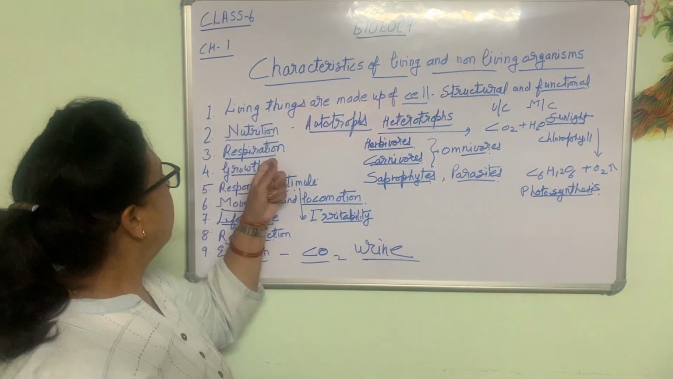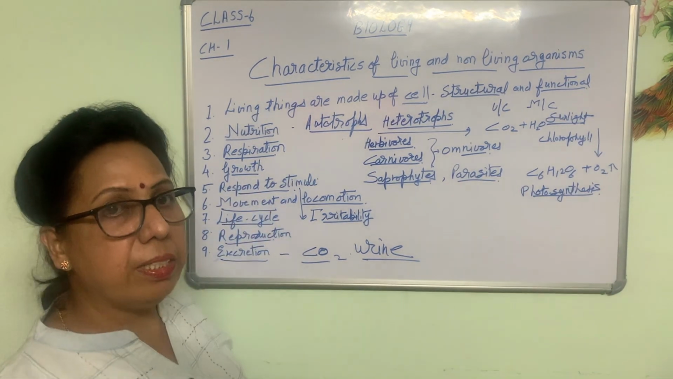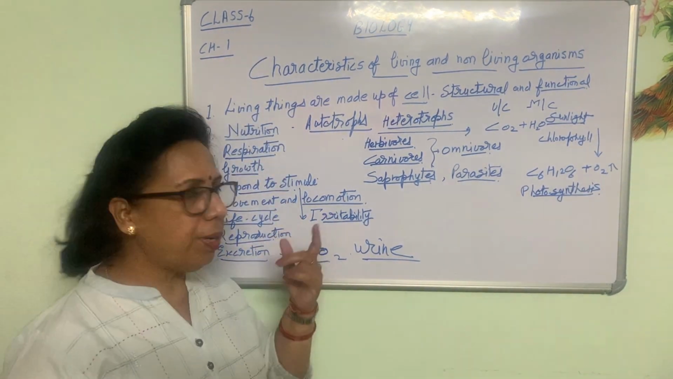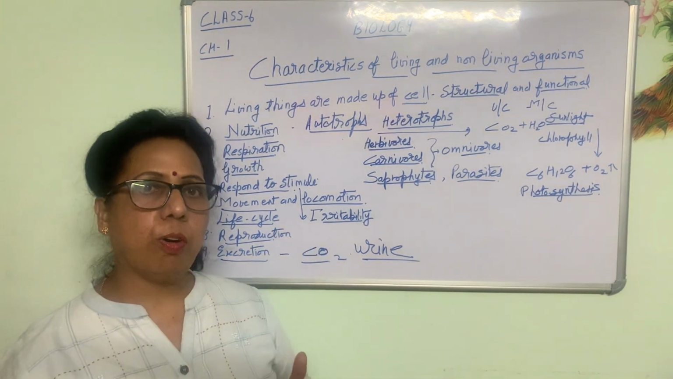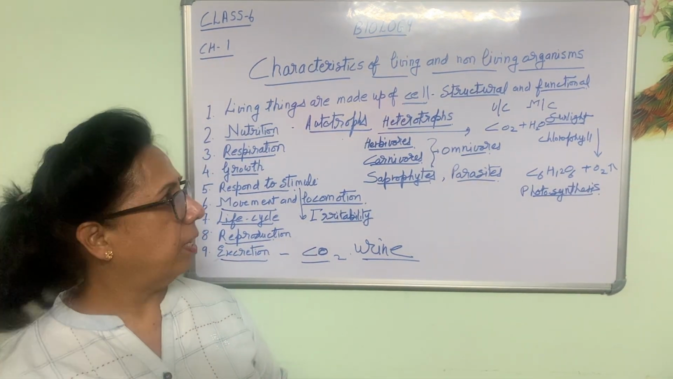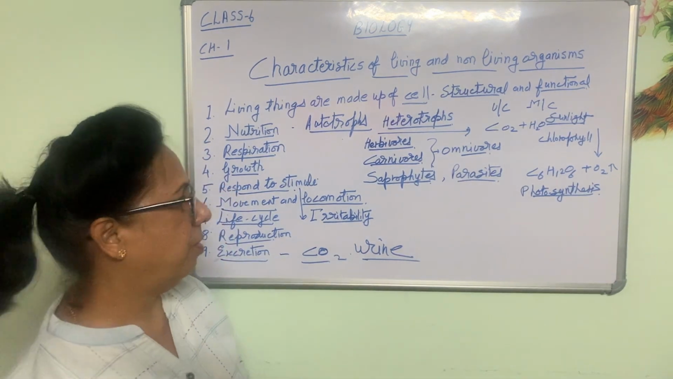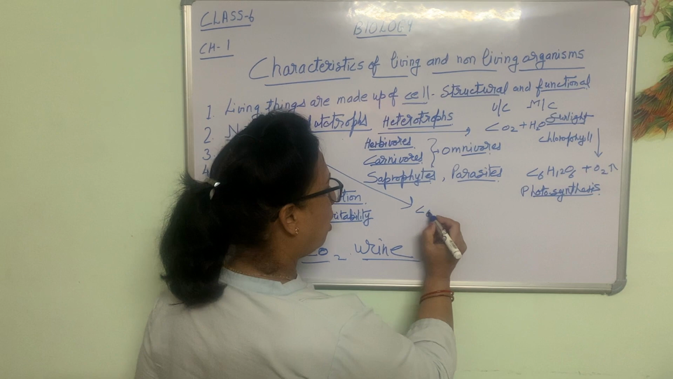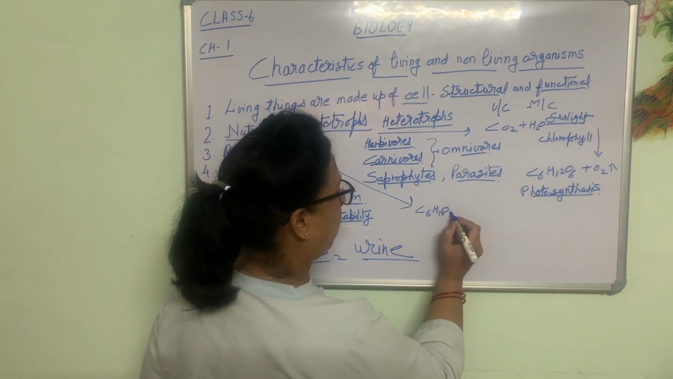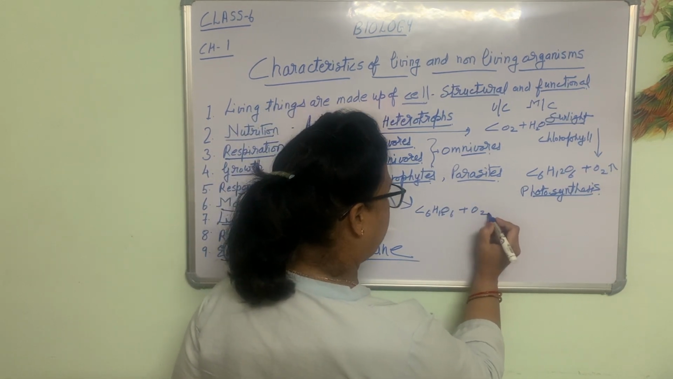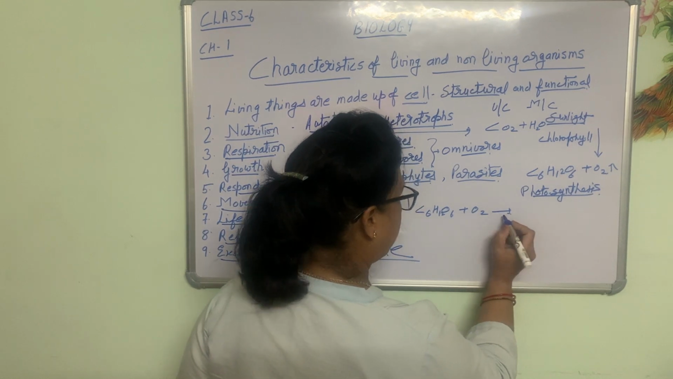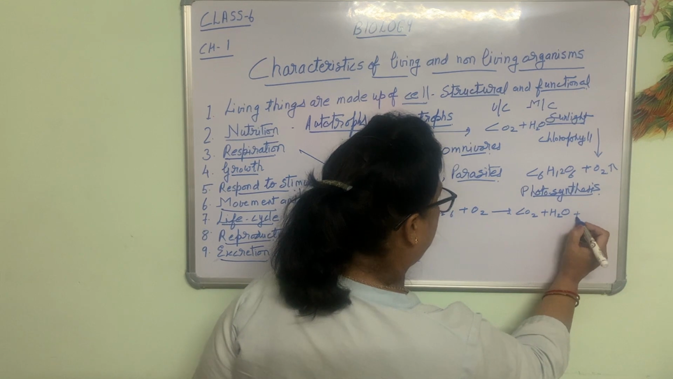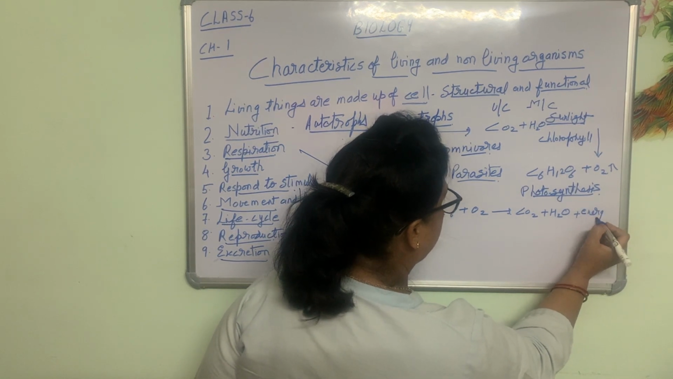The next point, respiration. All animals respire. Plants also respire. During respiration, we take in oxygen and give out carbon dioxide. That is the reverse reaction of photosynthesis. During respiration, what happens? The glucose which is stored in our body is oxidized, broken down into carbon dioxide and water with the release of energy.